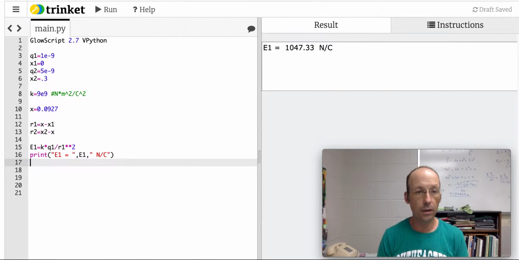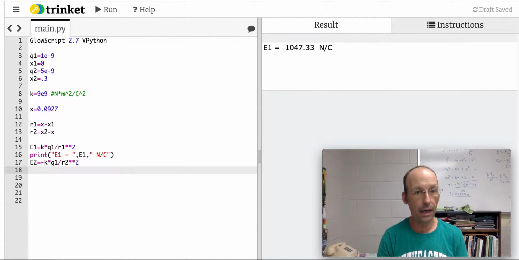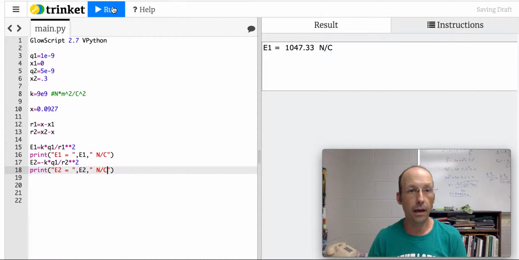Okay, now let's do E2. It's going to be equal to, technically it's negative, because it's in the negative direction. Negative k times Q1 divided by R2 squared. And let's print that. E2 equals E2 newtons per coulomb. And run it.